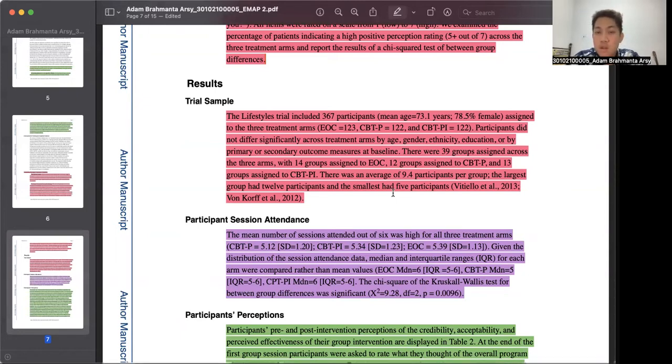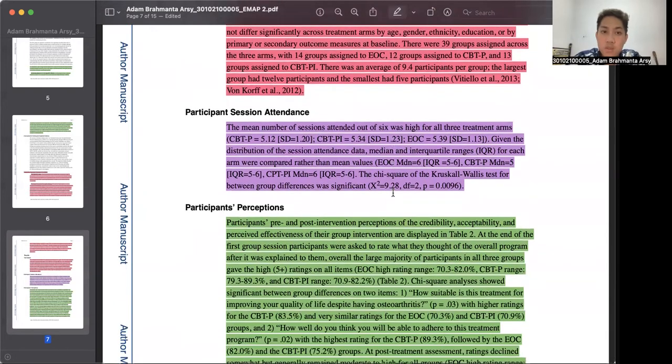There were 39 groups assigned across the 3 arms, with 14 groups assigned to EOC, 12 groups assigned to CBT-P, and 13 groups assigned to CBT-PI. There was an average of 9.4 participants per group. The largest group had 12 participants, and the smallest had 5 participants.